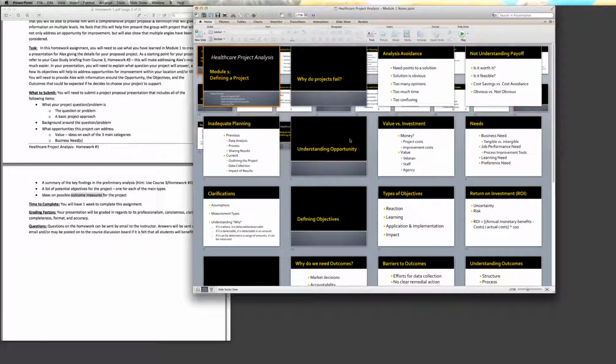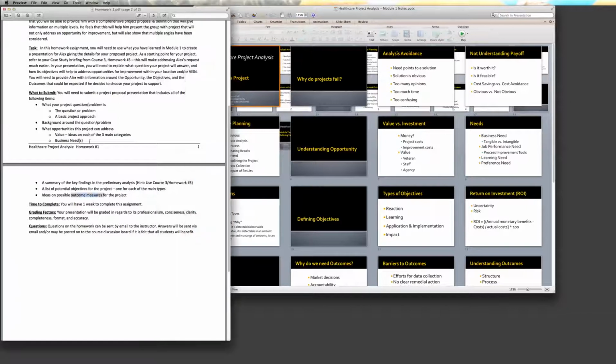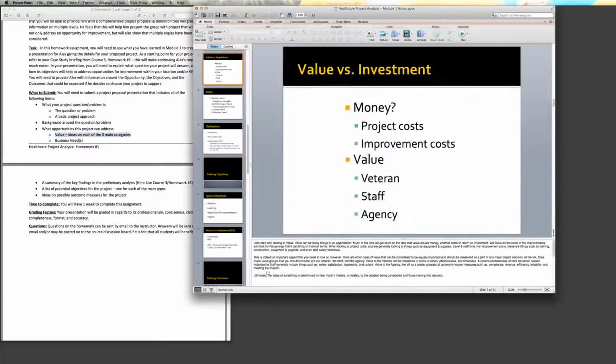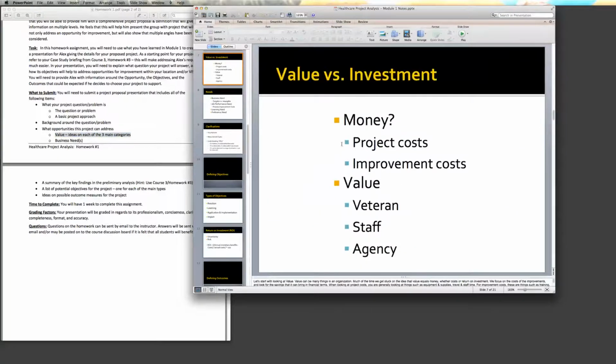So with this, we talked about over here, right? 3 main categories of value. 3 main categories of value. So what are those main categories? And these are going to come up over and over again. So go to page 7 in your lecture notes, right? Page 7. Here we talk about value.